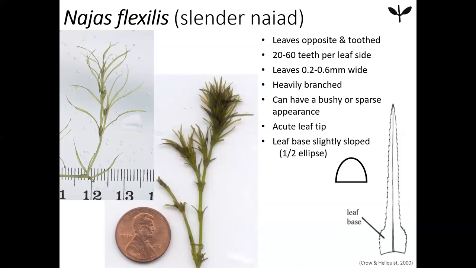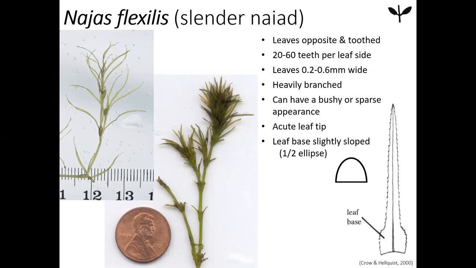So if you were to carefully peel off a leaf from the plant and get the leaf base, and count the number of teeth per side, it's going to have around 20 to 60 teeth per side. The leaves are going to be around 0.2 to 0.6 millimeters wide. Typically, I see the leaves more around 0.4 millimeters. And if you look at the leaf base, it's going to be slightly sloped. I like to say that Naias species have shoulders on the leaves. So Naias flexilis is slightly sloped. It sort of looks like a half ellipse. And then this species can be heavily branched or sparse in appearance.